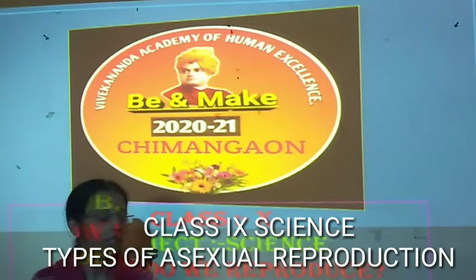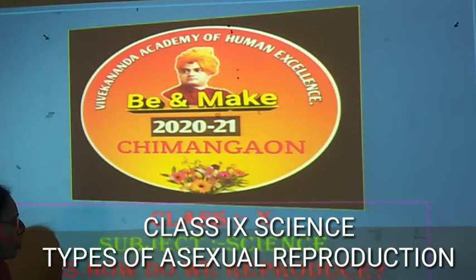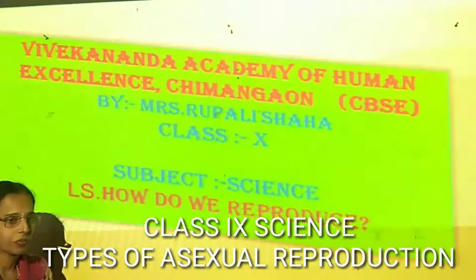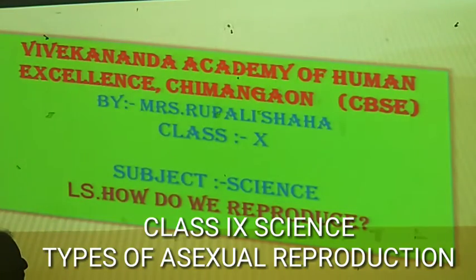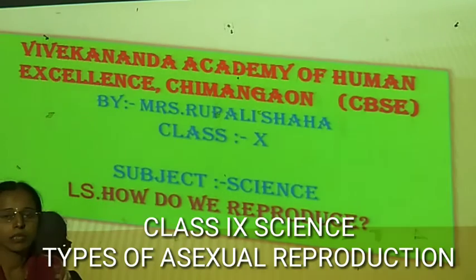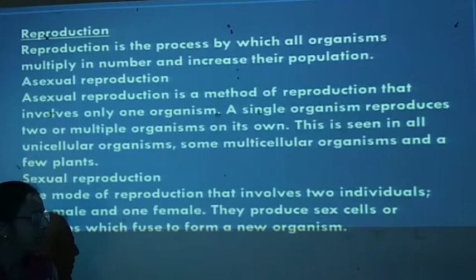We are going to see the lesson, how do organisms reproduce? This is the lesson of class 10 from the subject science. Reproduction is nothing but producing a new organism like us or like itself.